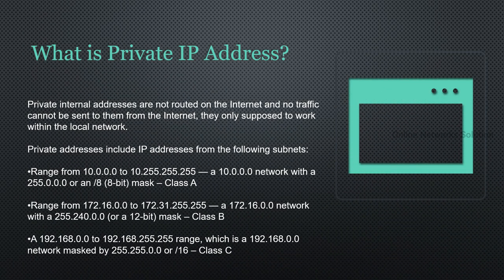What is a private IP address? Private internal addresses are not routed on the internet and no traffic can be sent to them from the internet. They are only supposed to work within the local network, which means a private IP address cannot be accessed over the internet. It works in the office area, the home area and the local network. Private addresses include IP addresses from the following subnet ranges.